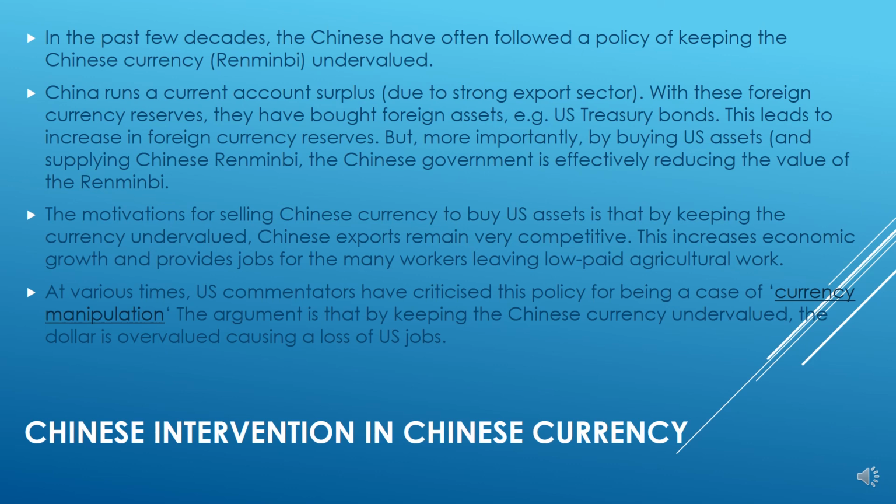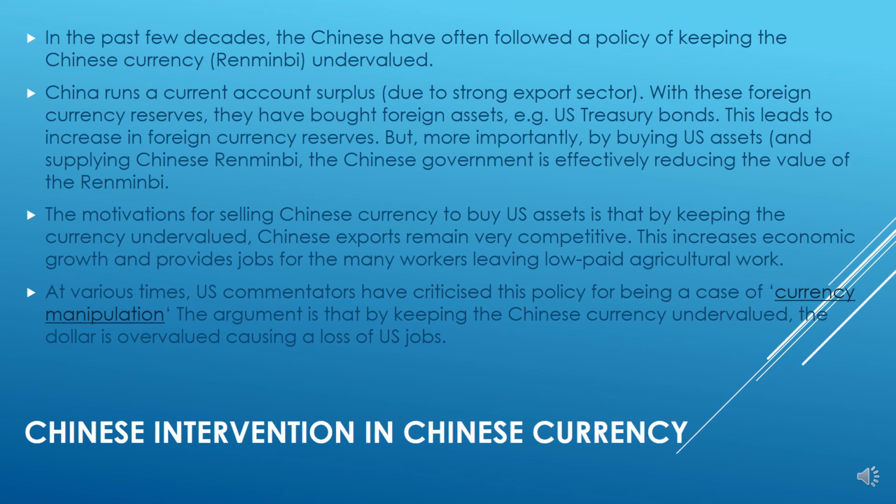There is an example of Chinese intervention in the Chinese currency as well. In the past few decades, the Chinese have often followed a policy of keeping the Chinese currency, that is renminbi, undervalued. China runs a current account surplus due to a strong export sector. So with these foreign currency reserves, they have bought foreign assets like US Treasury bonds. This leads to an increase in the foreign currency reserves, but more importantly, by buying US assets and supplying Chinese renminbi, the Chinese government is effectively reducing the value of renminbi.